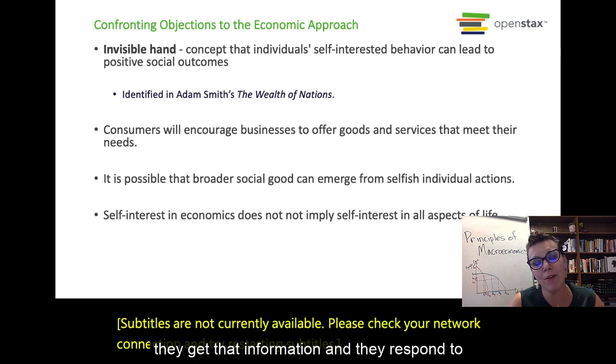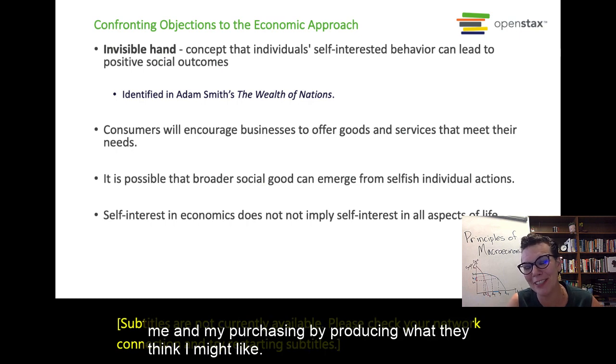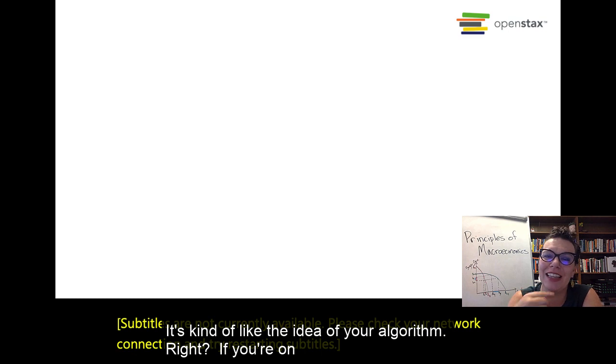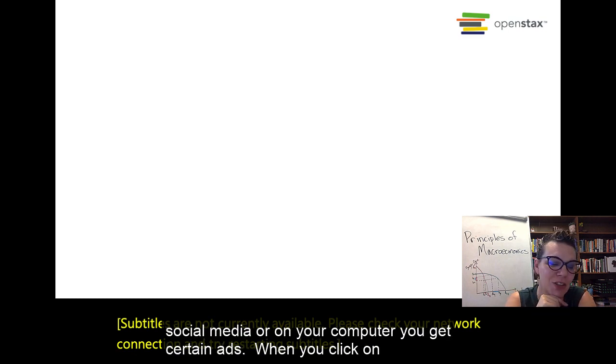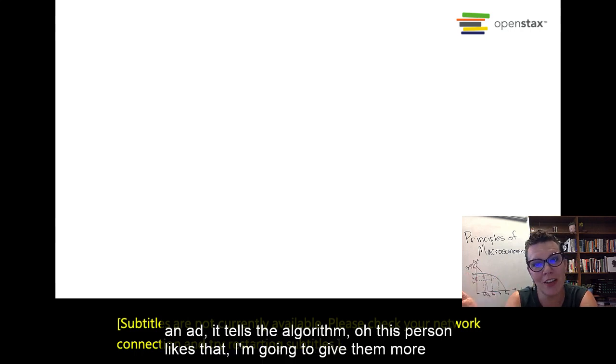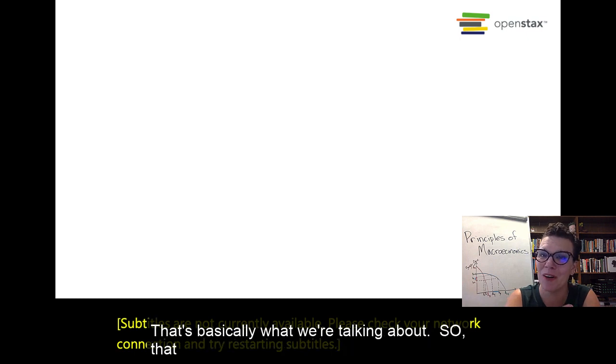And then they get that information and they respond to me and my purchasing by producing what they think I might like. It's kind of like the idea of your algorithm, right? If you are on social media or on your computer, you get certain ads. When you click on an ad, it tells the algorithm, oh, this person likes that, I'm going to give them more. That's basically what we're talking about.